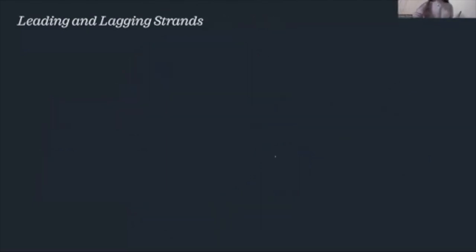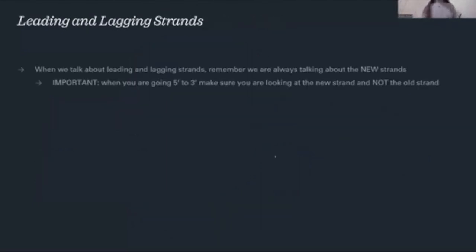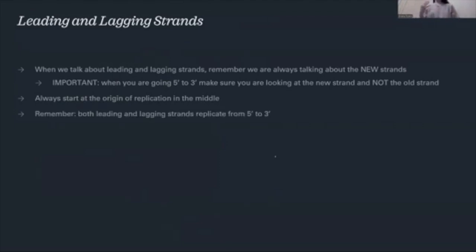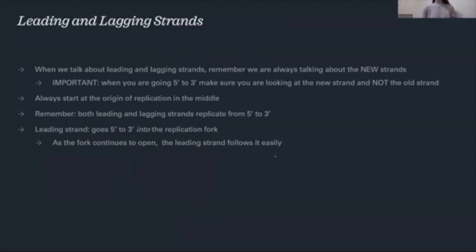So now briefly, let's wrap this up with a couple things that we've talked about. When we talk about the leading and lagging strands, we're always talking about the new strands. So when we go 5' to 3', make sure you're looking in the direction of the new strand and not the old strand. You're always going to start at that origin of replication in the middle, so always draw that first, and then notice where your arrows are going. And remember that both leading and lagging strands always replicate from 5' to 3'. Everything's always 5' to 3'.